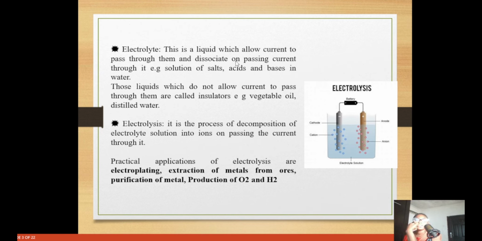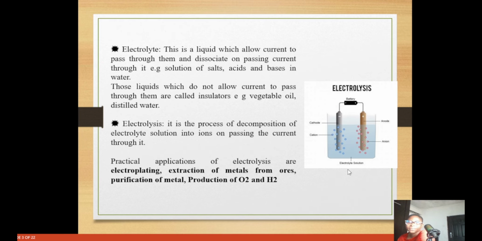This is a liquid which allows current to pass through them and dissociate on passing current through, that is solutions of salts, acid and bases in water. Those liquids which do not allow current to pass through them are called insulators, vegetable oil and distilled water. So electrolytes are liquids which allow current to pass through them.